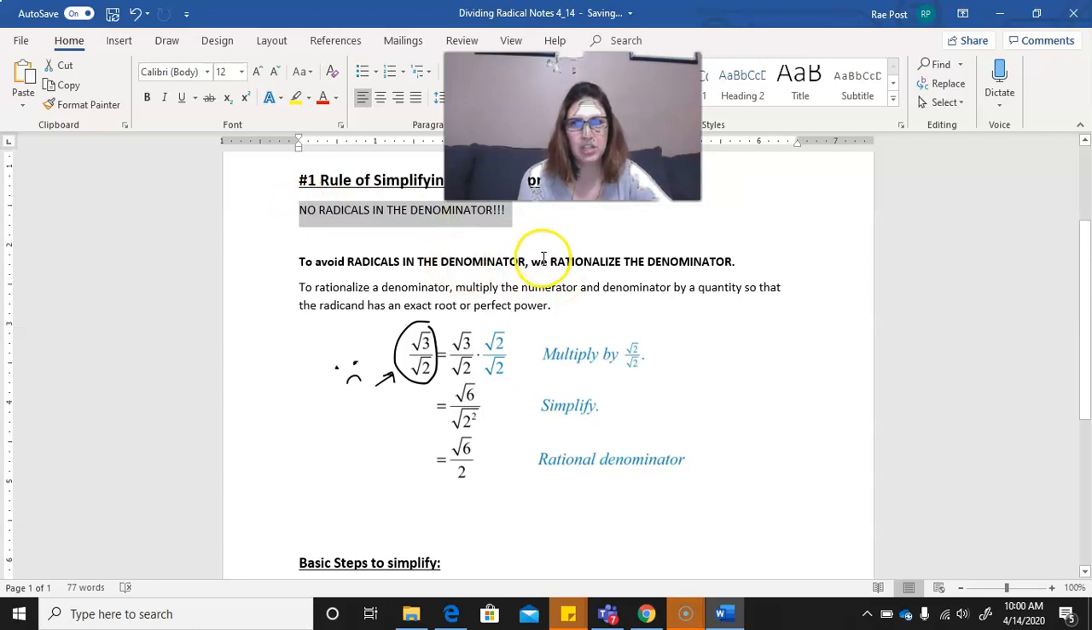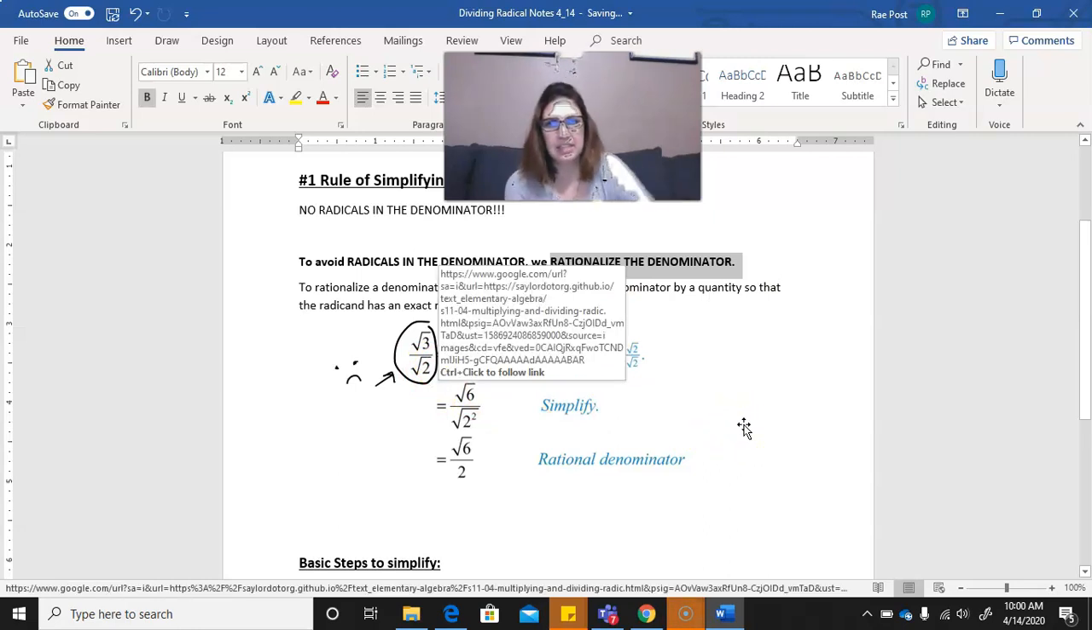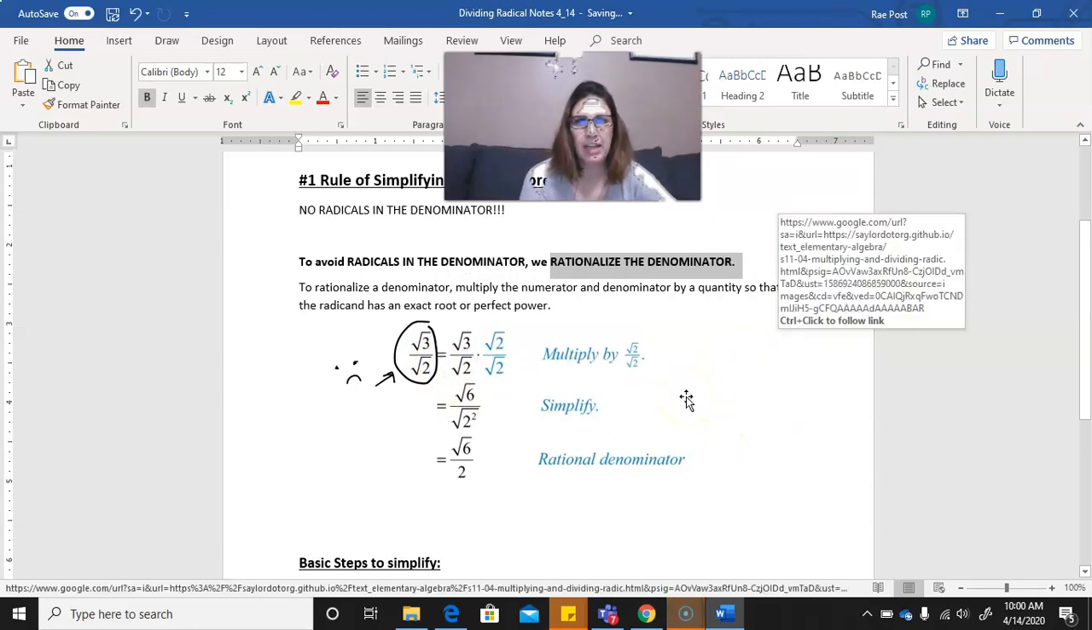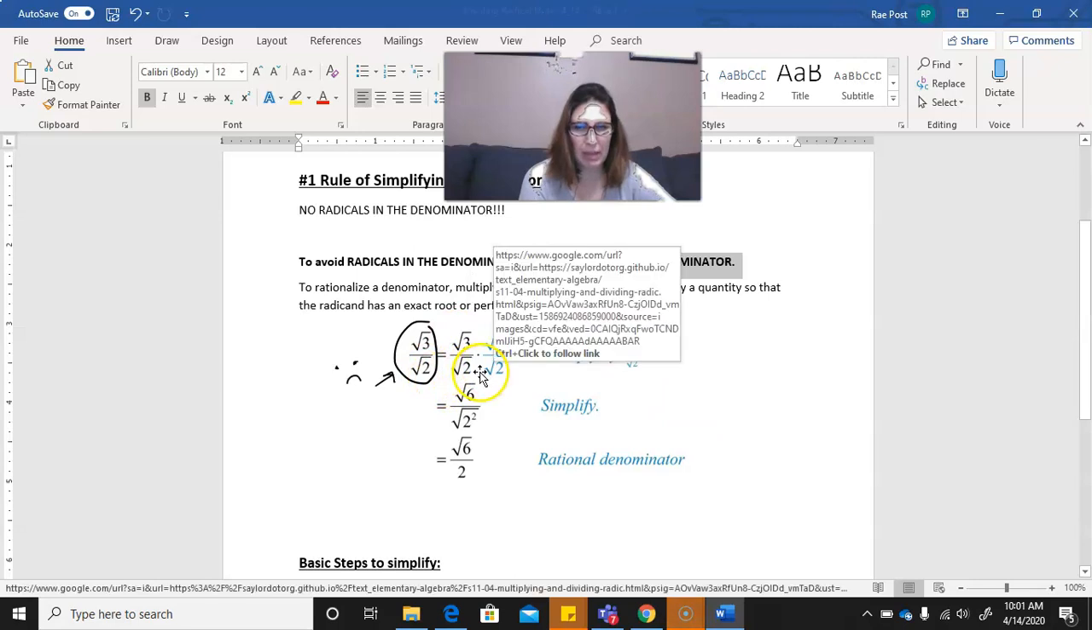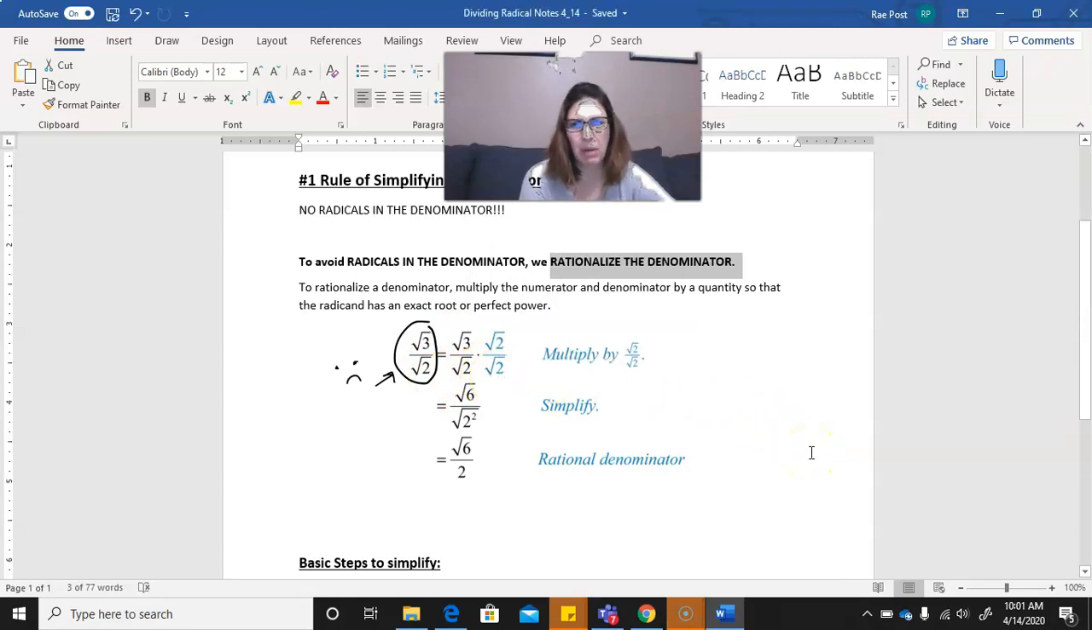Because the rules say no radicals in the denominator. So how do you fix it? You rationalize the denominator. So whatever you have down here, you can multiply it by that exact same term, and you can get it to cancel out, basically. And that's not necessarily always true. You may have to multiply it by a different number, but you're trying to see, okay, what can I multiply this square root of 2 by to get it to become just a regular number?